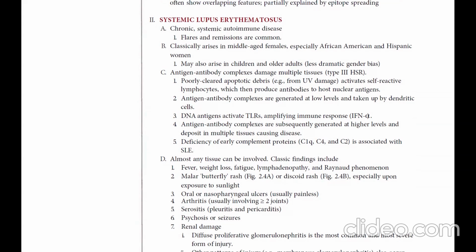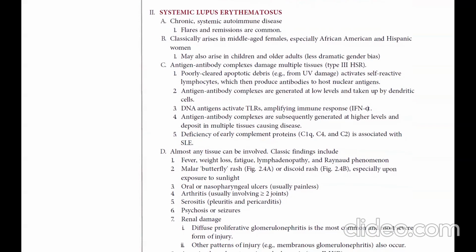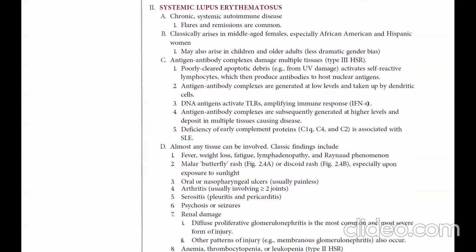Poorly cleared apoptotic debris from ultraviolet damage activates self-reactive lymphocytes, which then produce antibodies to host nuclear antigens. Antigen-antibody complexes are generated at low levels and taken up by dendritic cells. DNA antigen activates toll-like receptors, amplifying the immune response via interferon alpha. Antigen-antibody complexes are subsequently generated at higher levels and deposited in multiple tissues, causing disease.